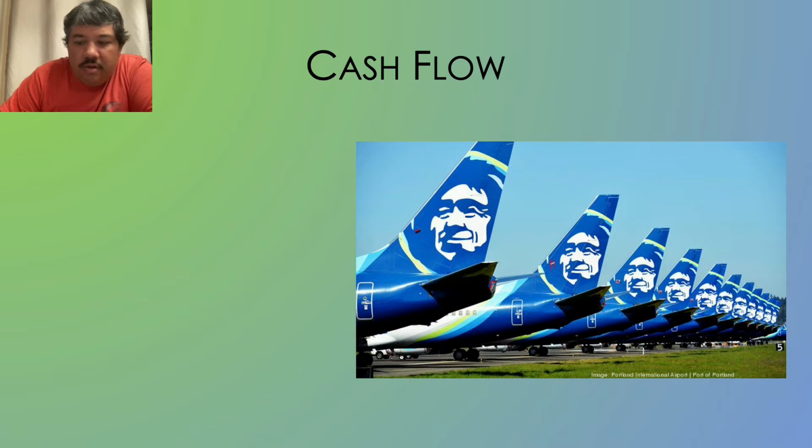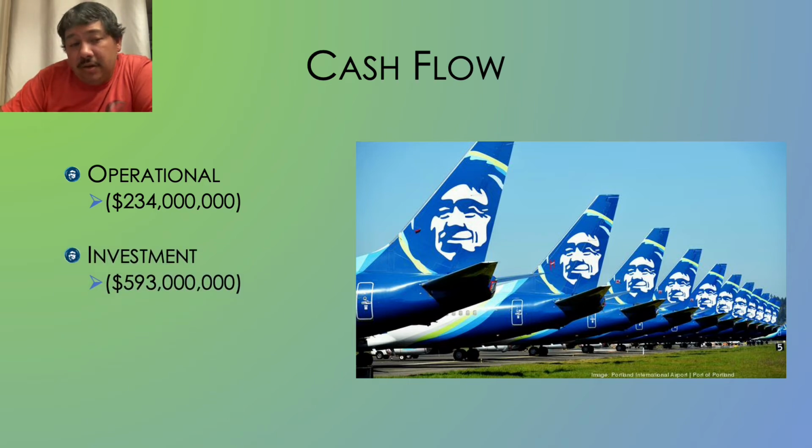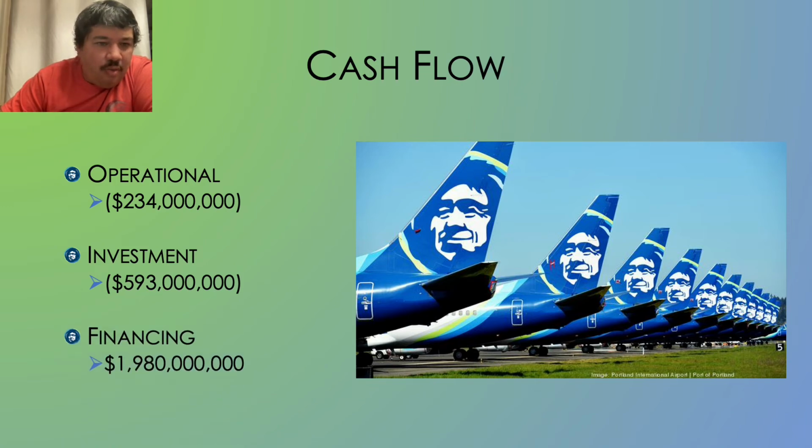So we have cash flow. Alaska Airlines operational cash flow, they were in the red with $234 million. Investments of $593 million, also in the red. They came in with financing of $1.98 billion of cash flow.